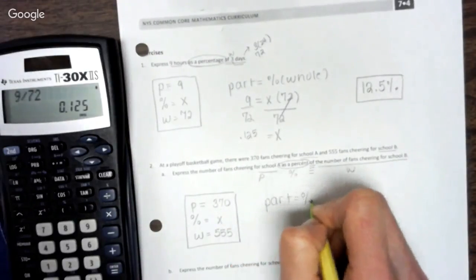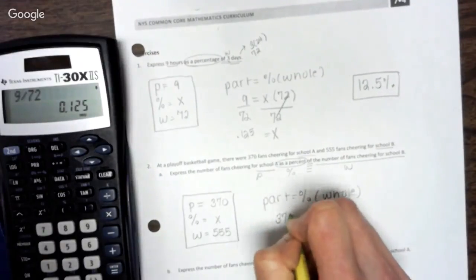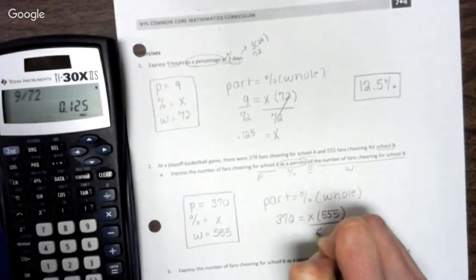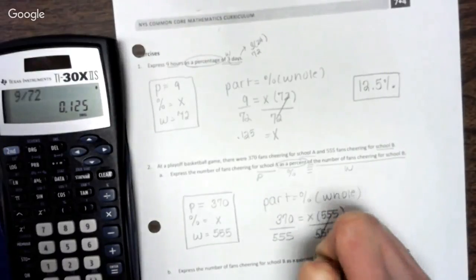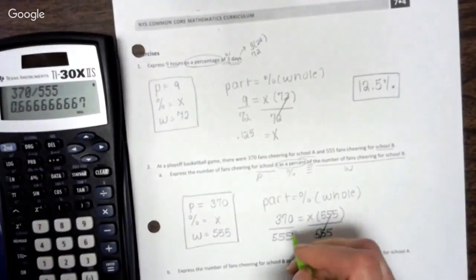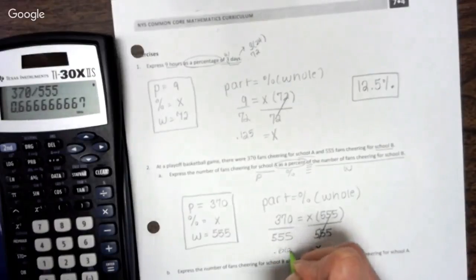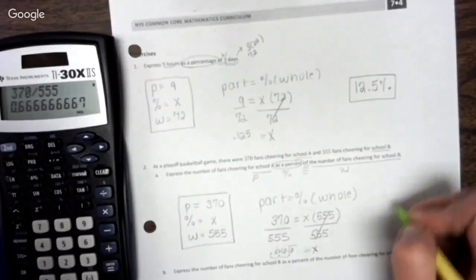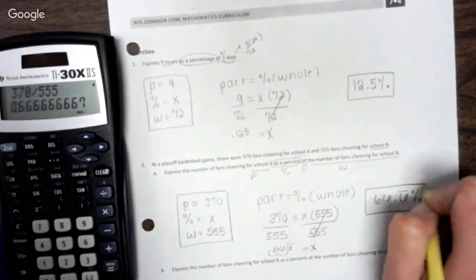So part equals percent times whole. So 370 is X times 550. Divide both sides by 550. So 370 divided by 550 is 0.6 repeating. Now it's asking for the percentage, so move the decimal over twice. So 67.27%.